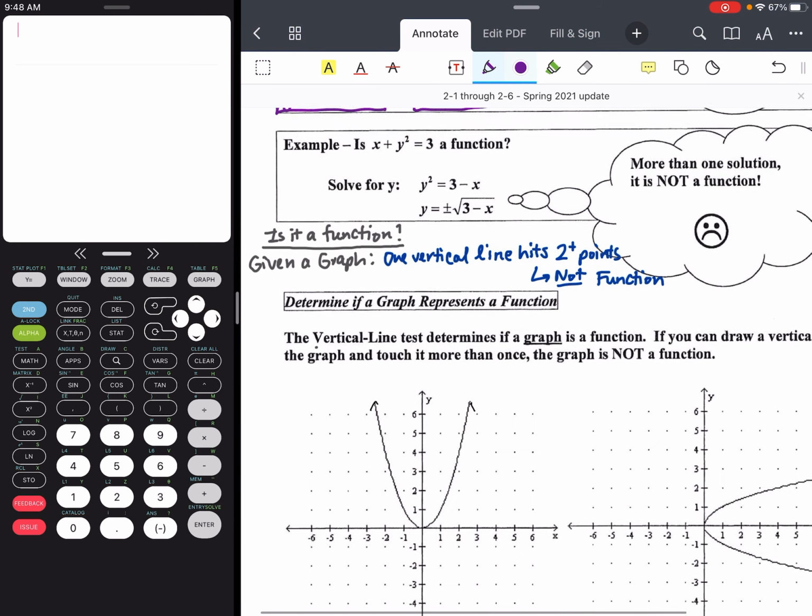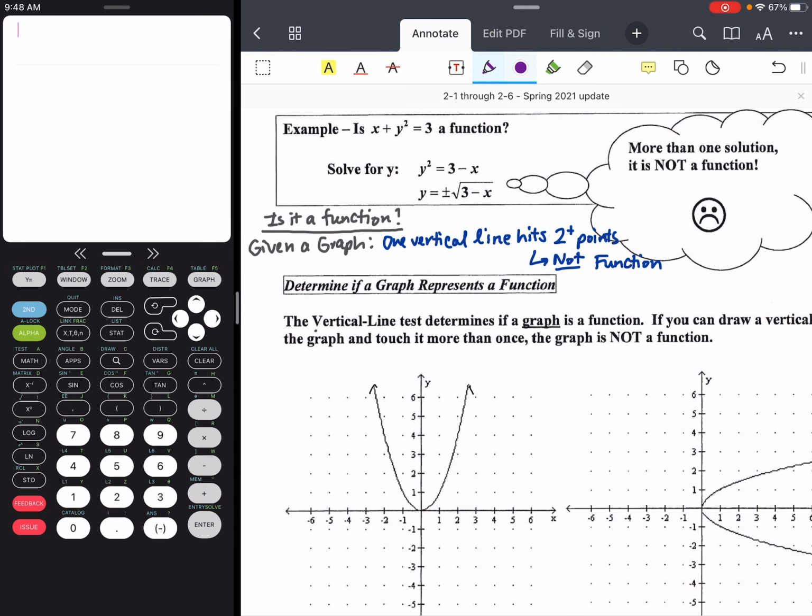Now looking at our next example, is x plus y squared equals 3 a function? First we subtract x to get y squared equals 3 minus x. Then we solve for y by taking the square root of both sides. But when I do this, remember that square root property where you have to put your plus or minus there because we have a squared variable. When we take the square root of both sides, we use that plus or minus technique.